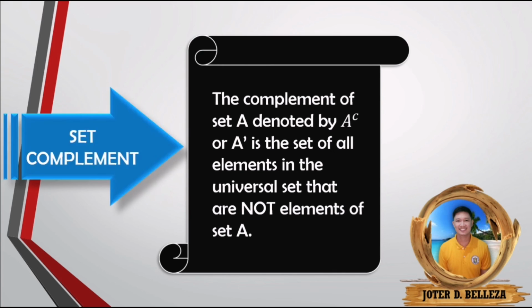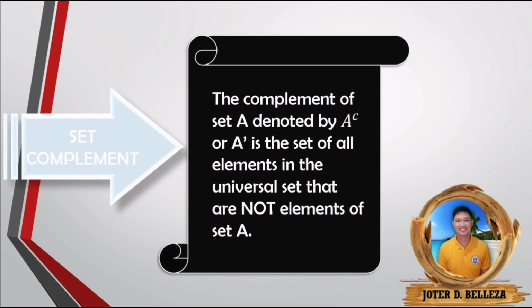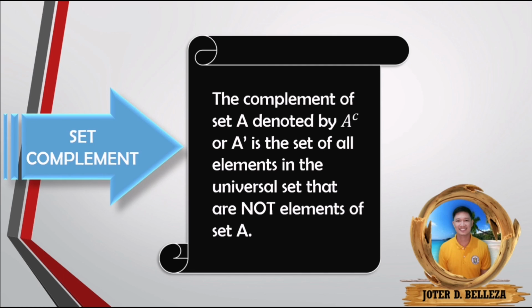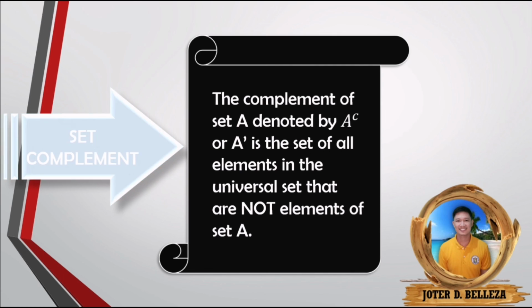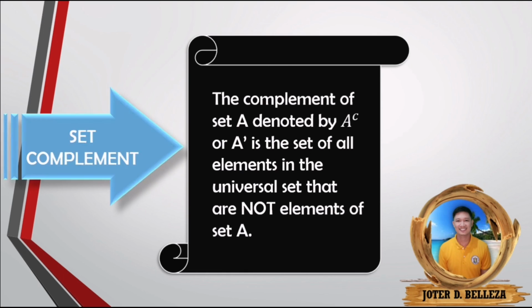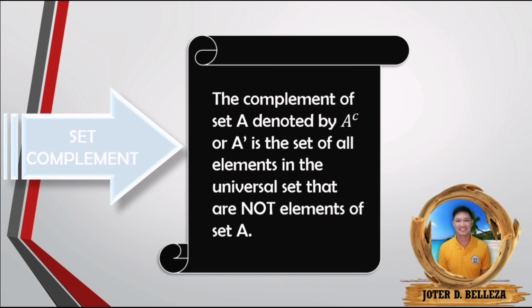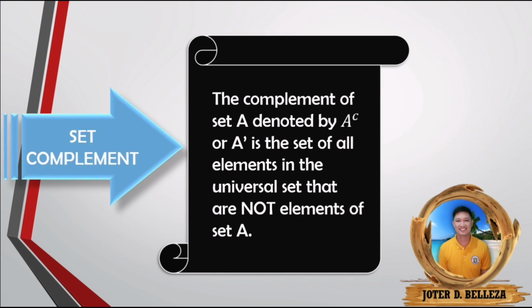Okay? And the second one is the set complement. Remember that the complement of set A, denoted by A raised to C or A prime, is the set of all elements in the universal set that are not elements of set A. Okay? And remember that the union of the given set and its set complement is always equal to the universal set. Well, I hope that it makes sense.